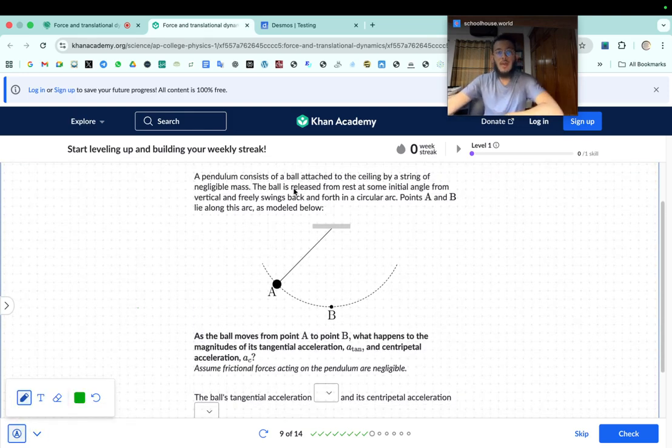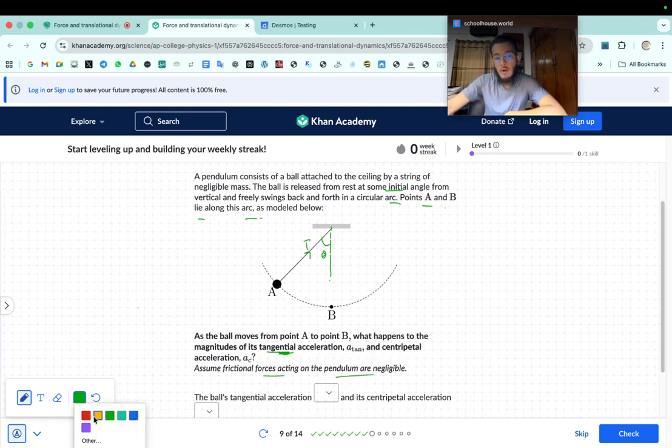A pendulum consists of a ball attached to the ceiling by a string. You have tension acting here. Of negligible mass, a ball is released from rest at some initial angle from the vertical, as you can see here. This is the angle. And it freely swings back and forth in a circular arc. Points A and B lie along this arc as modeled below. As the ball moves from point A to B, what happens to the magnitude of tangential acceleration and centripetal acceleration, assuming frictional forces acting on the pendulum are negligible?